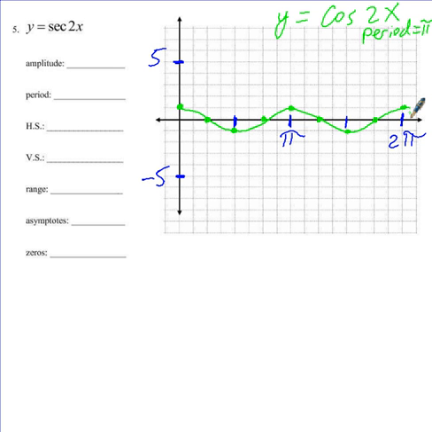Now, because they're reciprocal functions, secant and cosine, whenever the cosine graph crosses 0, the reciprocal of 0 is undefined. So that's where we will find those asymptotes. And go ahead and draw those in. Everywhere cosine crosses the x-axis creates an asymptote.